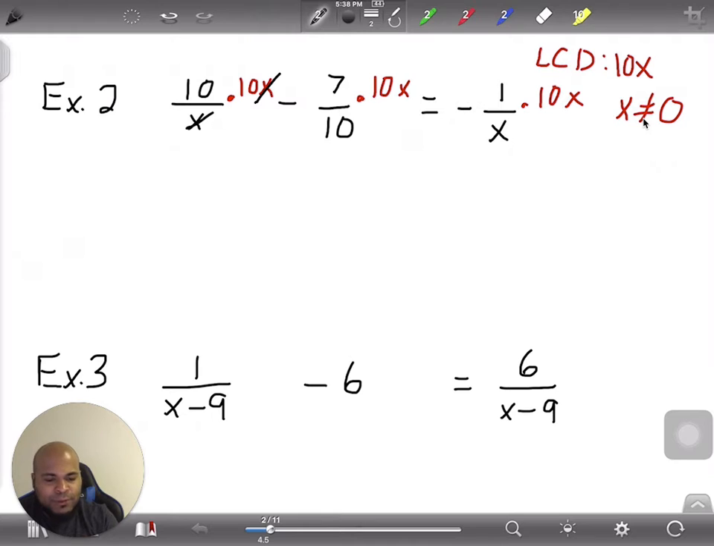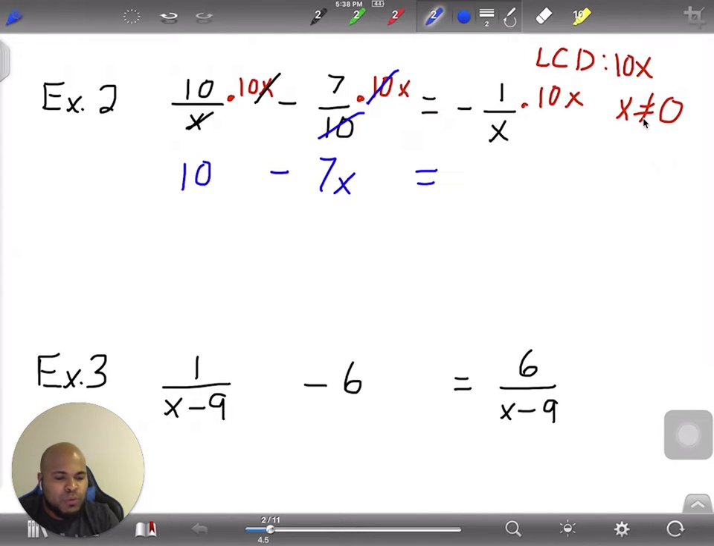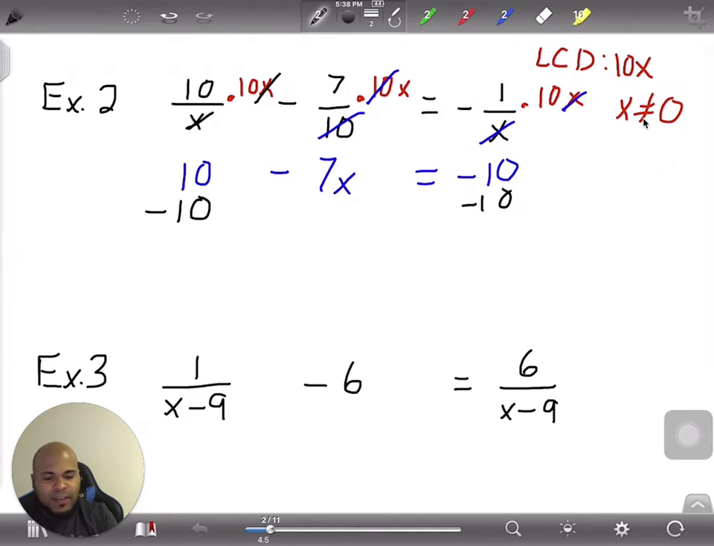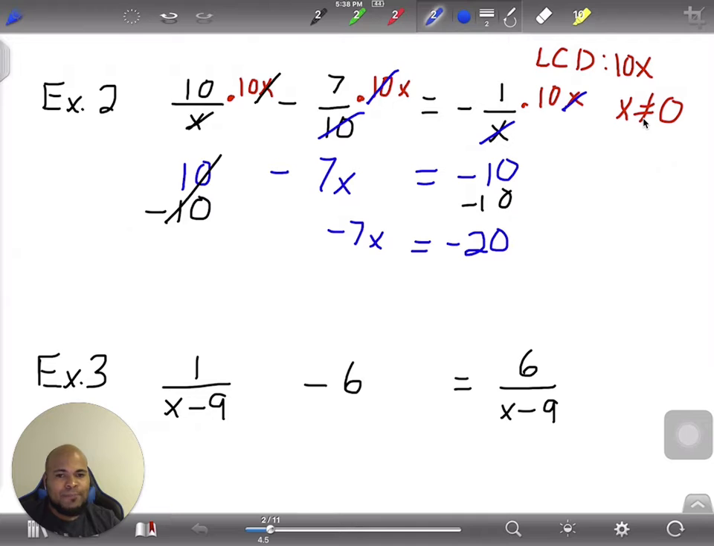So these x's cancel, and you get that 10 times 10. There's a minus sign, so minus. And then these 10s cancel, and you get 7x left in the numerator, equals, these x's cancel, and negative 1 times 10 is negative 10. And again, I get a two-step equation, sorry. So I'm going to use inverse operations, subtract 10 from both sides. If I do that, I'm going to get that negative 7x equals negative 20. Same sign, add and keep, right?